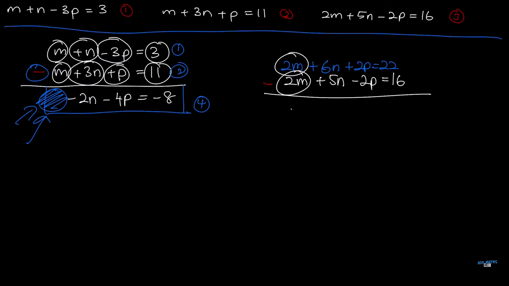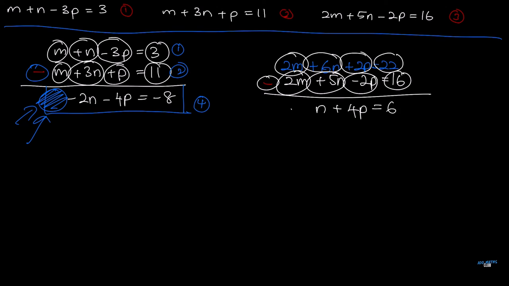2m minus 2m, 0. 6n minus 5n, I will get n. 2p minus negative 2p, that will be 2p plus 2p, which is 4p, equals to 22 minus 16. The answer would be 6. Right? 22 minus 16, the answer would be 6.